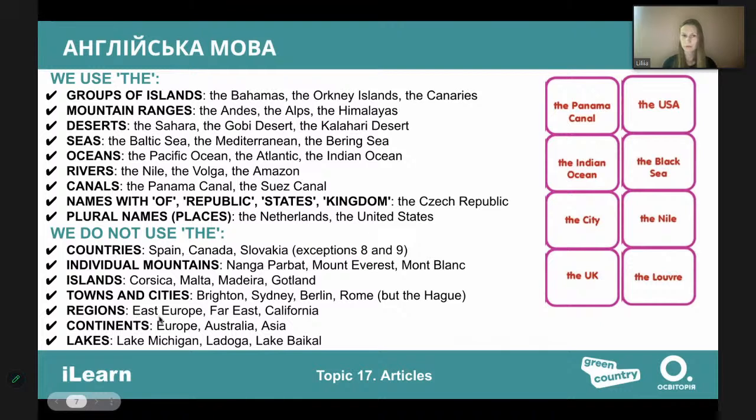Regions, East Europe, Far East, California, Asia, no article. Continents, the same. Lakes, if it's one separate lake, no article. But if it's a group of lakes, guess what? The Great Lakes, Великі озера, on the border of Canada and USA.